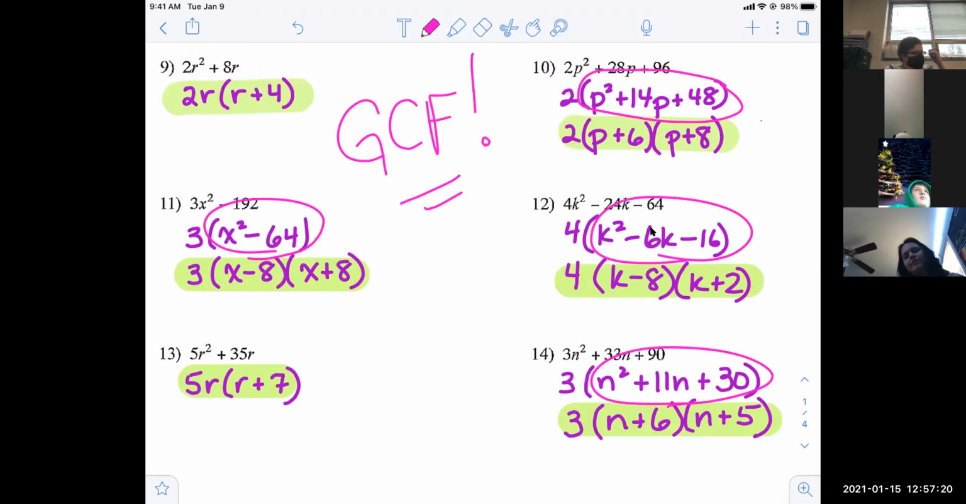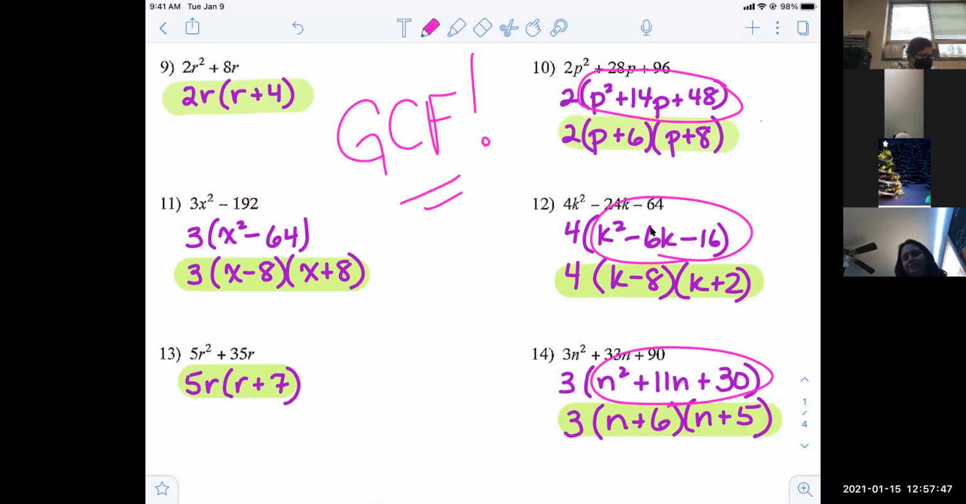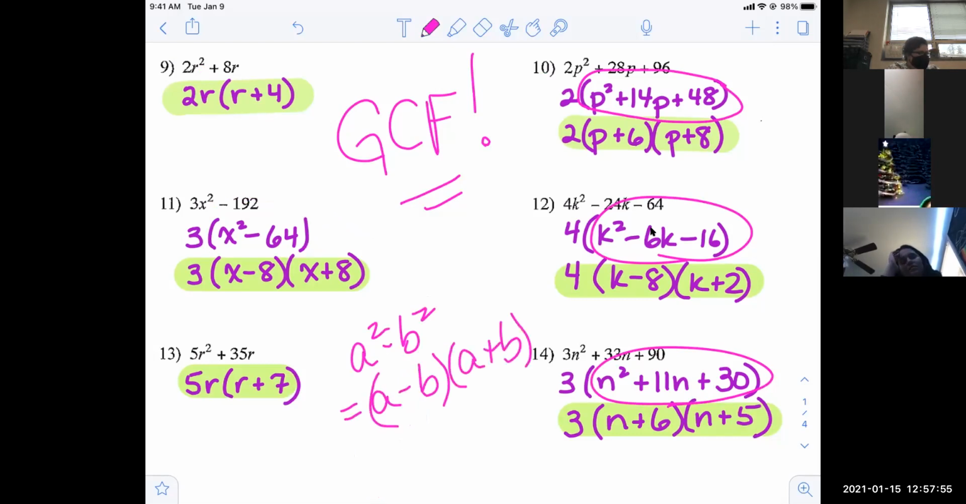Do you remember what you call the kind that looks like that? X squared minus 64? Or like m squared minus 100, or like y squared minus 9. Yeah, and it's subtraction. When there's 2 terms, they're both perfect squares, it's called a difference of squares. That's kind of one of those patterns you want to notice. The formula type of thing. They'll say a squared minus b squared equals a minus b times a plus b. That means take the square root of that thing and put it there and there.